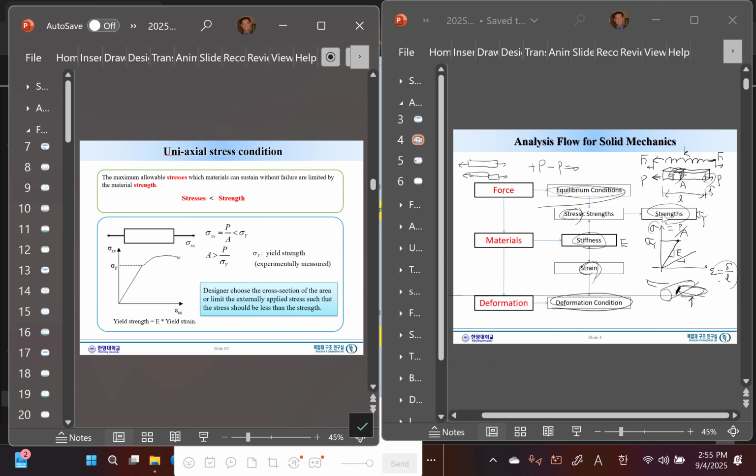Now your role is to design a certain structure. That structure will be subject to a certain load. That structure will deform to a certain level. Most importantly, there will be some stresses inside. Well, just for the purpose of safety, you make very big, heavy structures when you make the automotive as a designer.